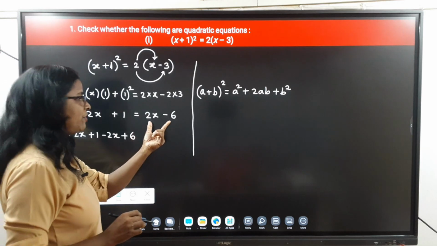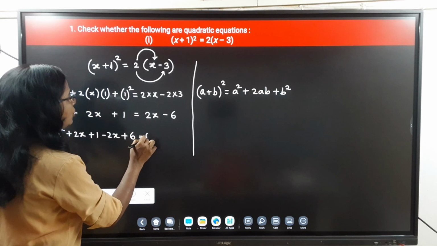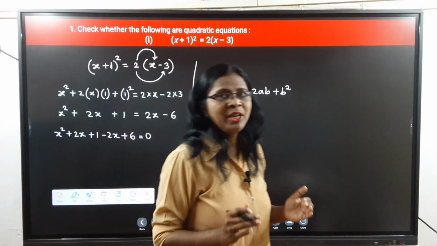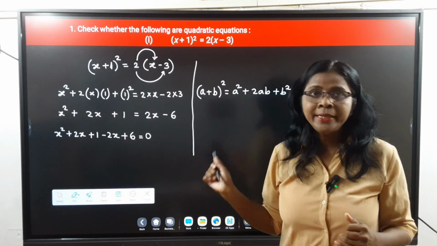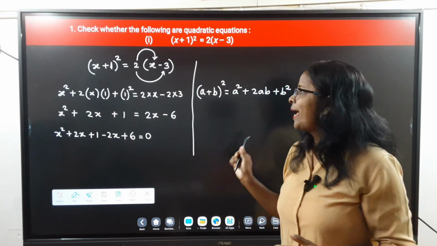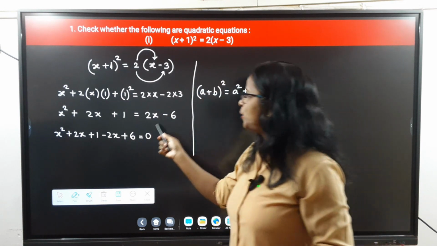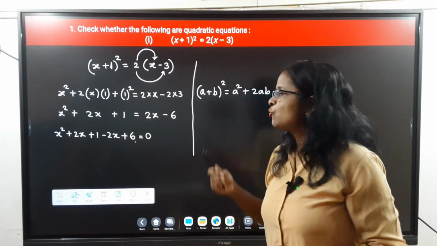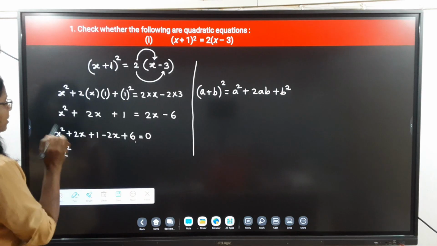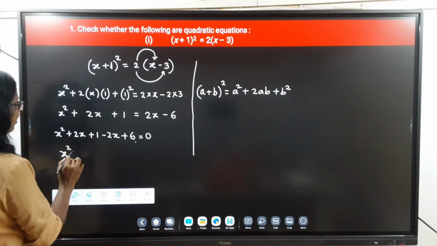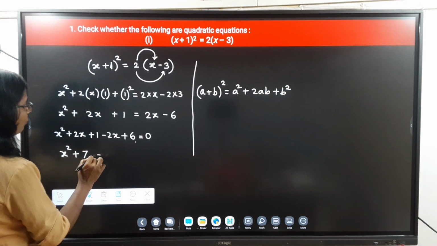Here we can shift these terms to the left hand side, which is equal to 0. You have to simplify the given equation so that the right hand side is equal to 0, and as far as possible transfer the terms from the right hand side to the left hand side. So x² + 2x + 1 − 2x + 6. The next step is x² plus 2x minus 2x, that means 0, plus 1 plus 6, that means plus 7, which is equal to 0.